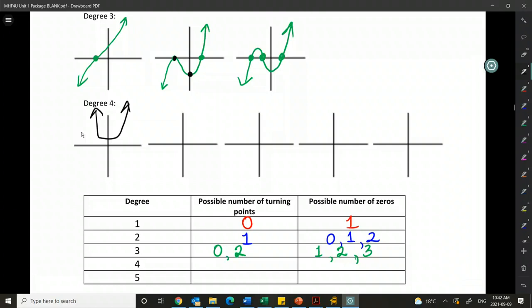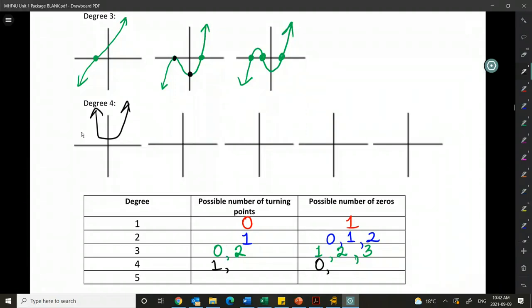So what are the turning point options and the x-intercept options for this scenario here? Sarwa? 1 turning point and then 0 zeros. Okay, so that's the first option.